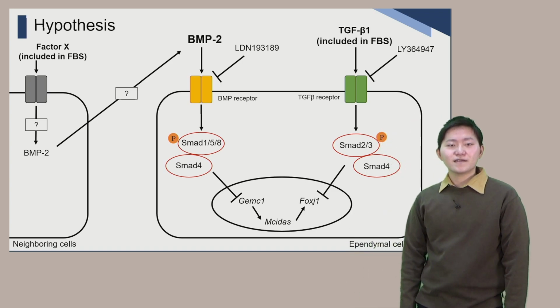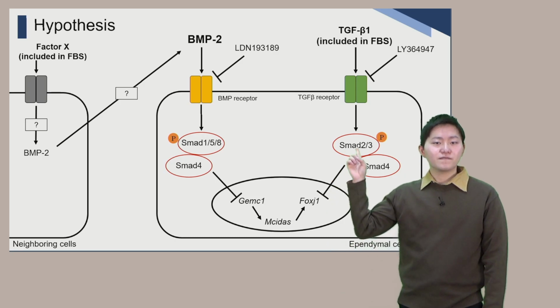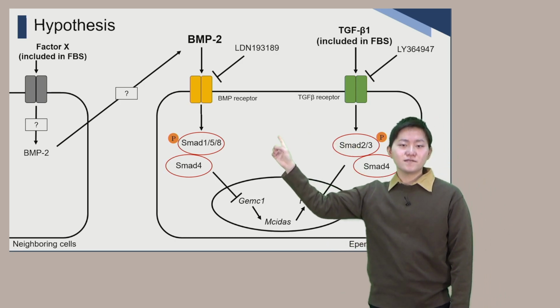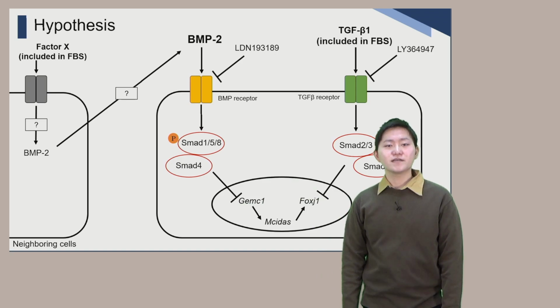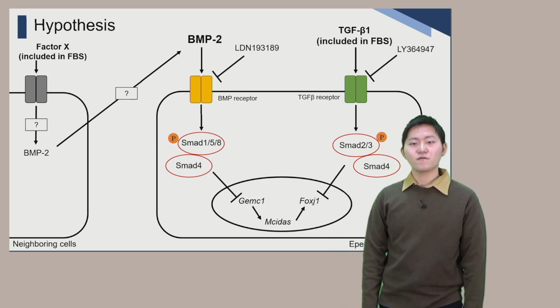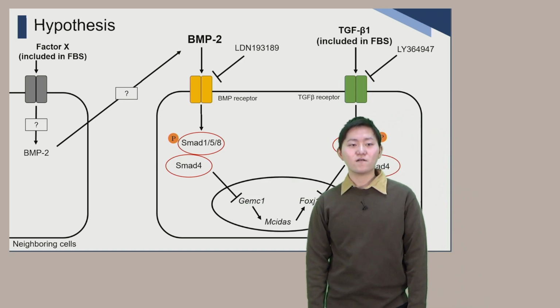Therefore, this study newly identified that TGF-β1 and high concentration of BMP2 inhibited the differentiation into mature ependymal multiciliated cells from undifferentiated glial cells. That's all from my presentation.